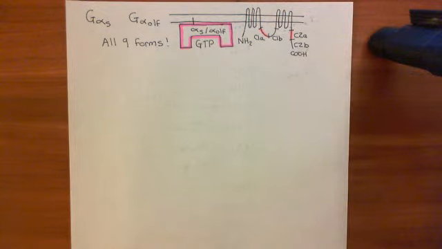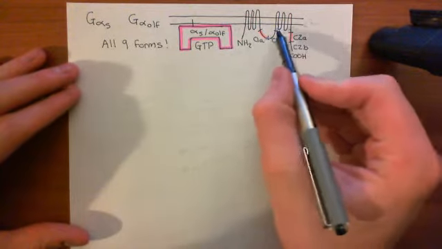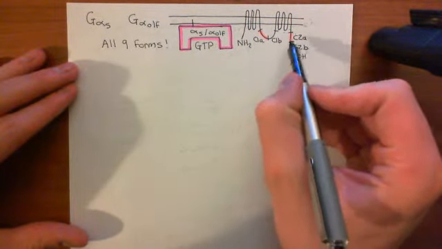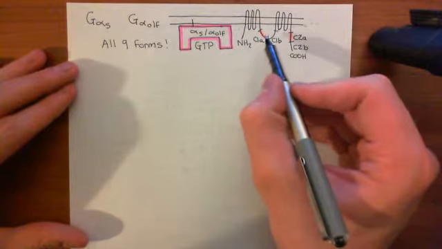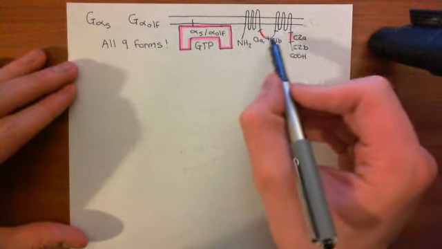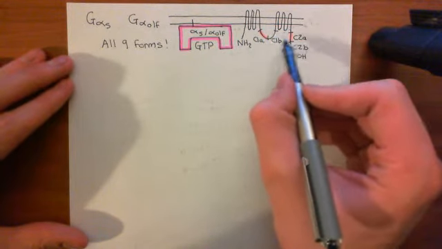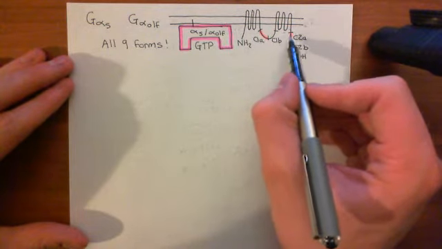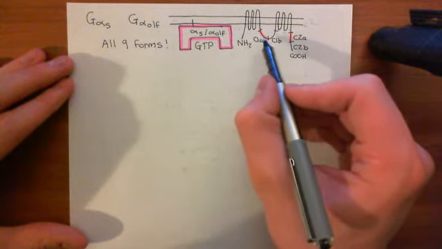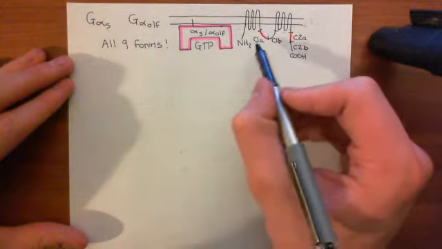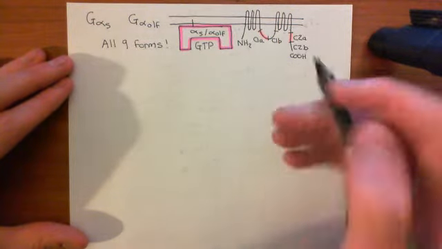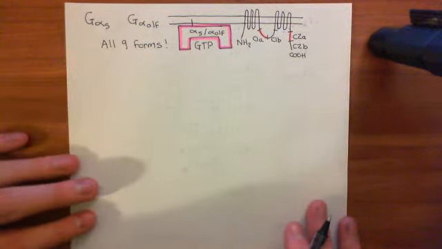The way that they do this is by binding to the C1 domain and also to the C2 domain and pulling them close together, and this then promotes the dimerization of the C1A domain with the C2A domain to produce an active enzyme which can then convert ATP into cyclic AMP and pyrophosphate.